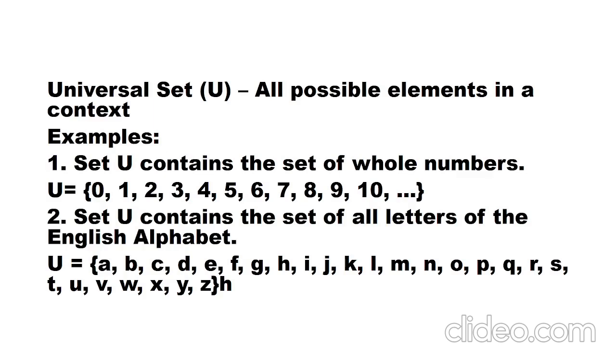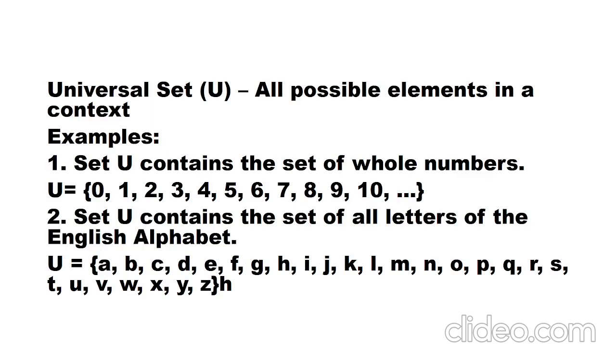So for examples, the universal set, or capital U as usually denoted, is equal to the set of whole numbers. When you say set of whole numbers, it begins with 0, so like 0, 1, 2, 3, and so on. It's also infinite. So we don't know when it ends or where it ends. This is the listing: 0, 1, 2, 3, and so on.